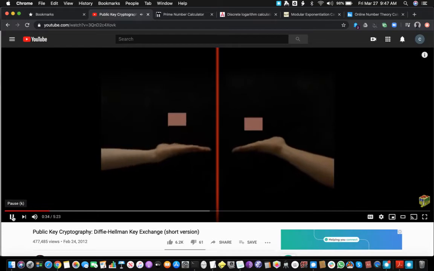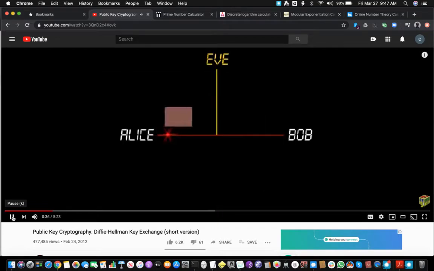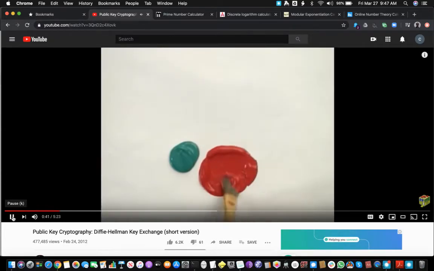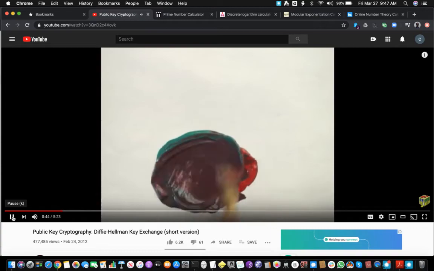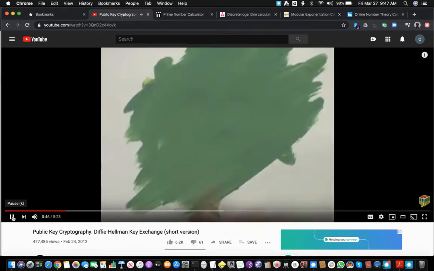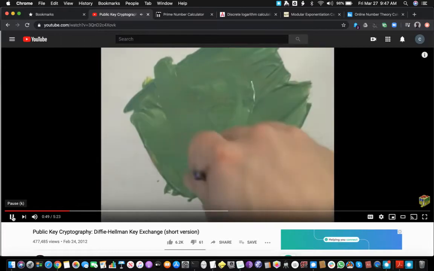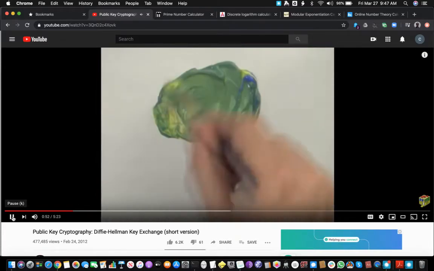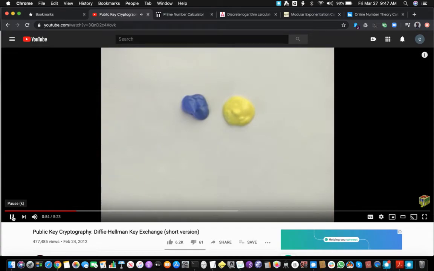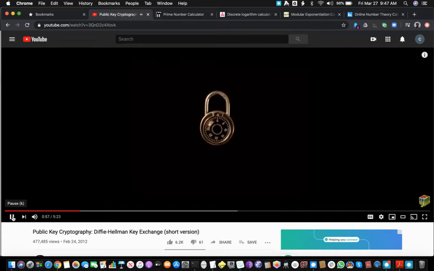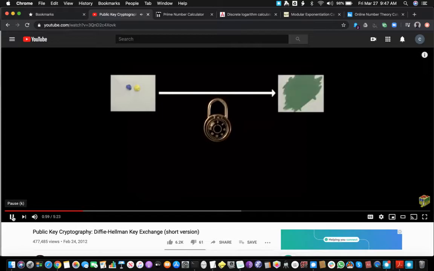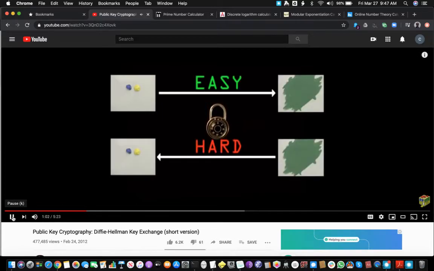How is this possible? First, let's explore how this trick is done using colors. So, how could Alice and Bob agree on a secret color without Eve finding it out? The trick is based on two facts. One, it's easy to mix two colors together to make a third color. And two, given a mixed color, it's hard to reverse it in order to find the exact original colors. This is the basis for a lock, easy in one direction, hard in the reverse direction. This is known as a one-way function.